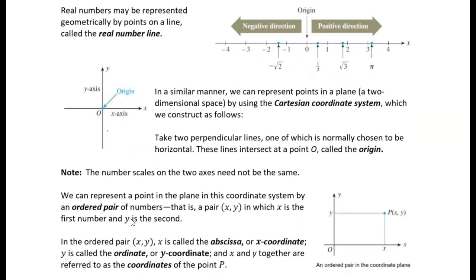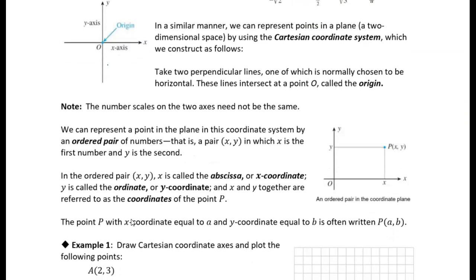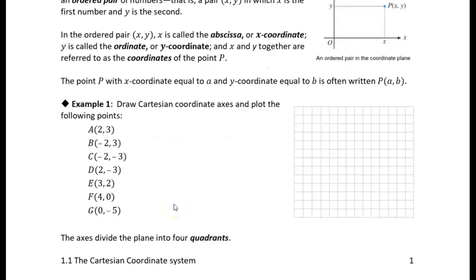All right, now probably the big takeaway from this is that we represent points in the Cartesian coordinate system with an ordered pair. Okay, the first number in that ordered pair is how far you go in the horizontal direction. If it's positive, you travel in the positive horizontal direction. If it's negative, you travel in the negative horizontal direction. And the second one is how far you travel vertically, either positive or negative. Okay, and that allows us to plot points in two dimensions. So let's practice doing that.